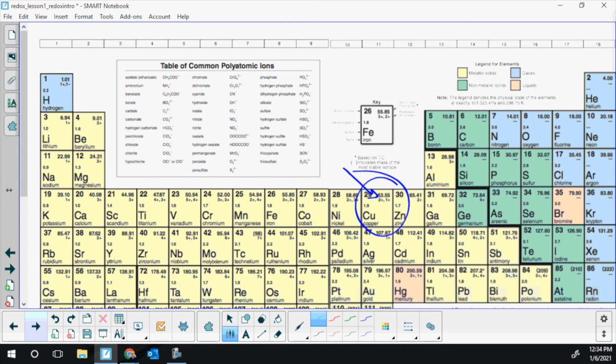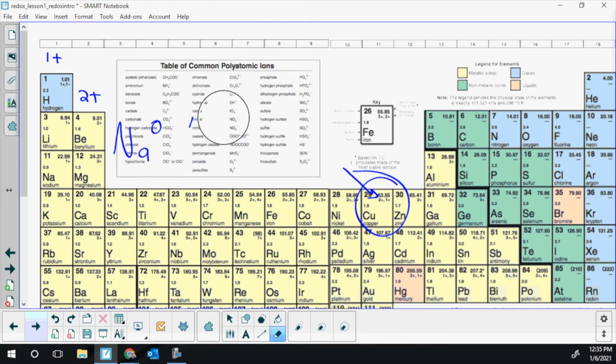Now your group 1 and 2 metals are a bit simpler. All the group 1s are 1 plus, and all the group 2 metals are 2 plus when they're ionic. When they're by themselves, they are neutral. If you have sodium all by itself, it's not +1, it's neutral. It's only when you have sodium with something else that you have it as a charged species.